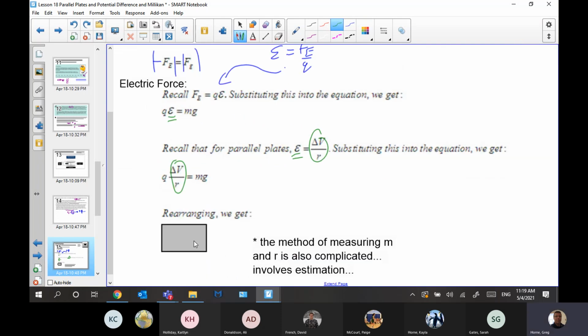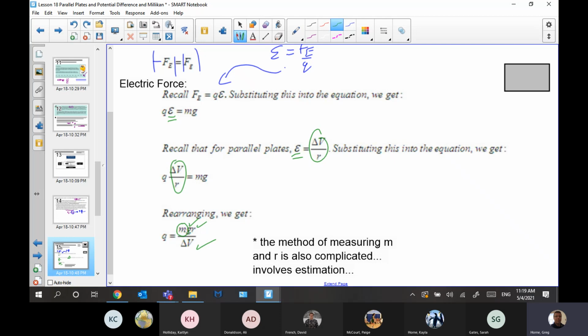So rearranging, we want to get Q, of course, right? We're looking for the charge on the electron. So rearrange, and you've got mg R divided by the voltage across the plates. The voltage across the plates is for sure known. The distance between the plates is for sure known. Gravity is for sure known. The unknown here at this point is the mass, right?